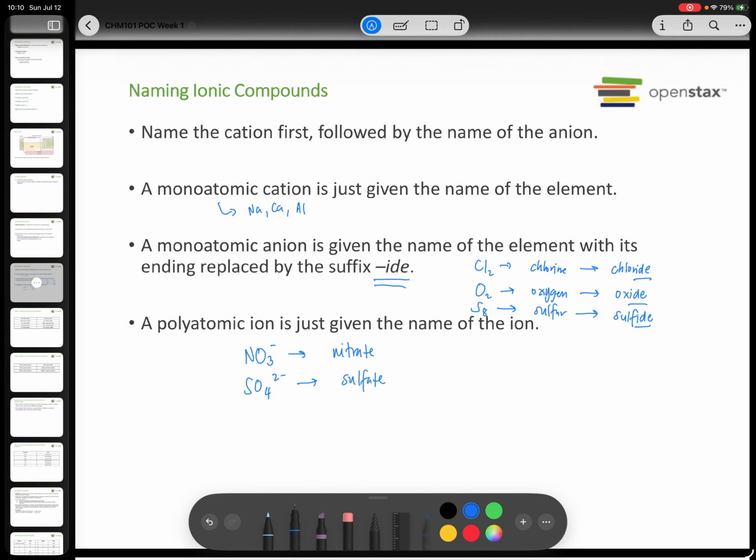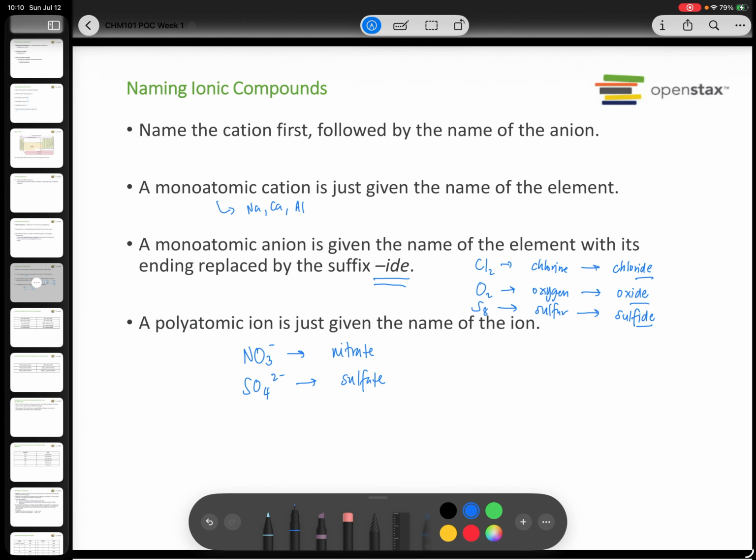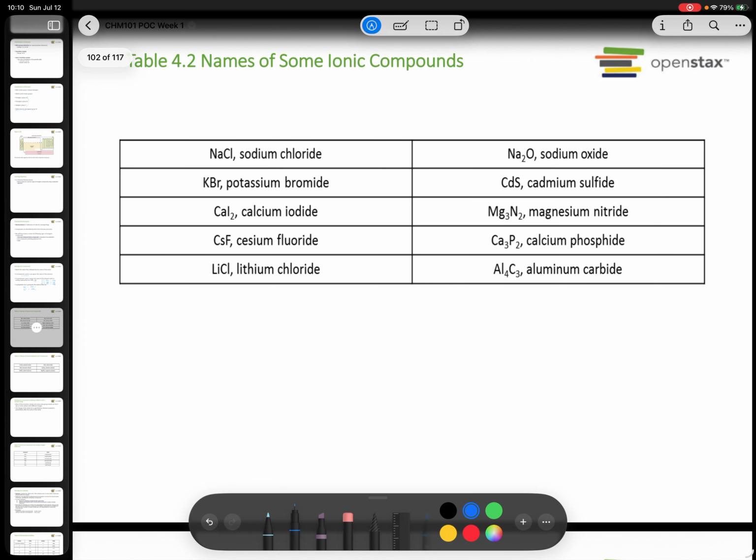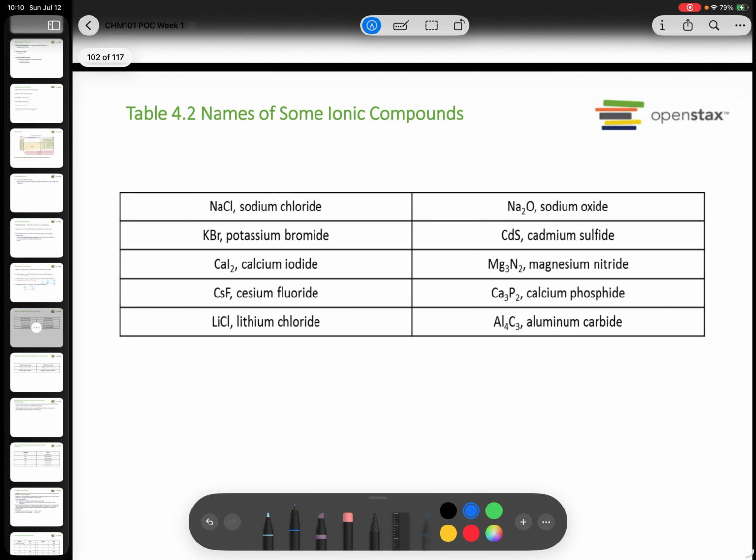For this type of ions, polyatomic ions, hindi natin siya babaguhin, no? Yung name nila is as is. Ganyan pa din. Okay? So, ayan. So, these are, you can use these tables, no, to practice yung basic ionic naming.